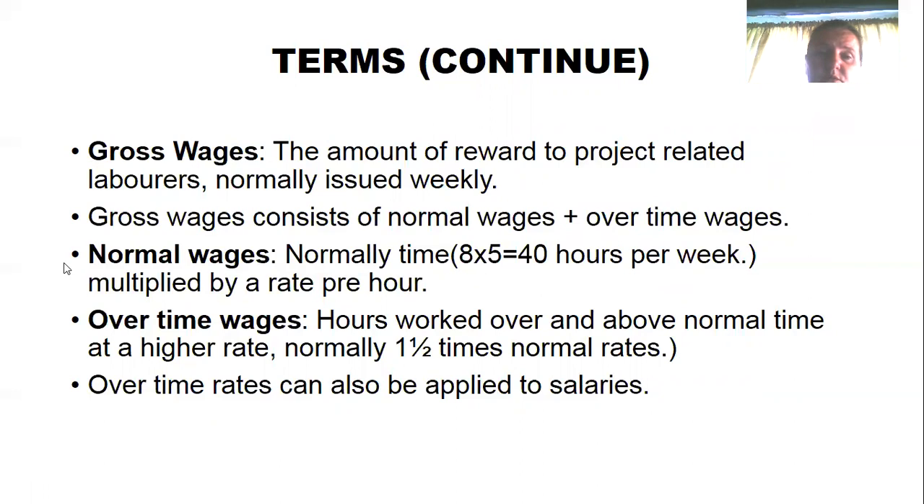Normal time wage or normal wage would normally consist of 40 hours. So there is 8 hours in a day that you're supposed to work. For 5 days, that will give you 40 hours. And then the person's 40 hours is multiplied by a rate that they get paid. Overtime is normally linked to 1.5. And so it's all hours worked over and above the 40 hours. Okay. Overtime can also be applied for salaries, though it happens less, and it's much more of a negotiation. Well, any overtime is a negotiation.